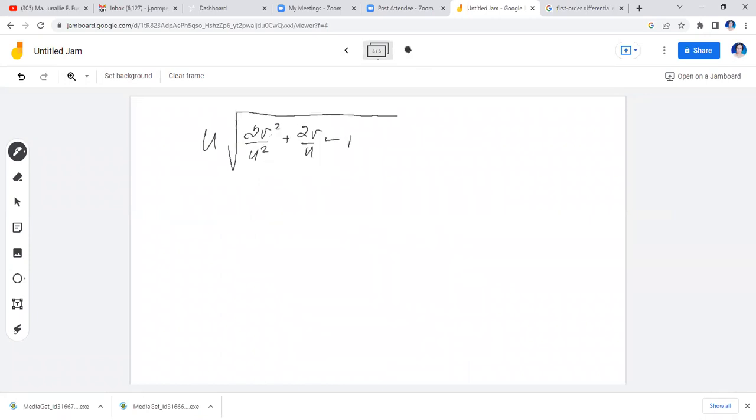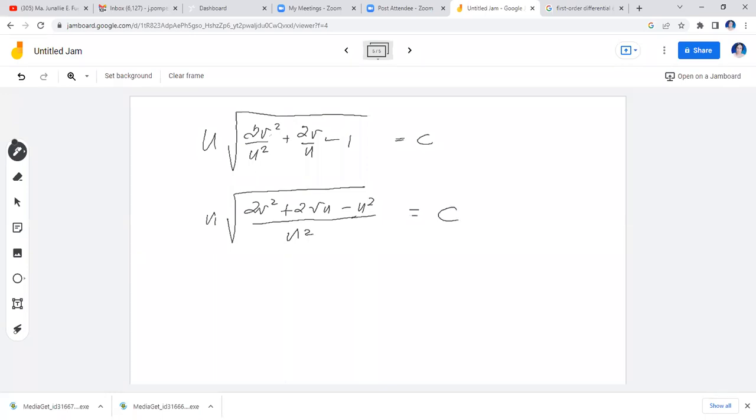To make this even simpler, we can combine it into one fraction. This is c. So you have u square root of. If we have u squared as our least common denominator, you have 2v squared plus 2vu minus u squared. Okay, making u squared as the denominator, LCD. So 2vu minus u squared.